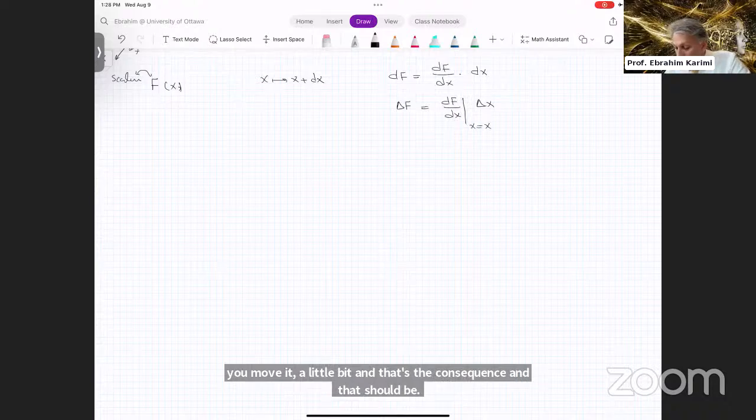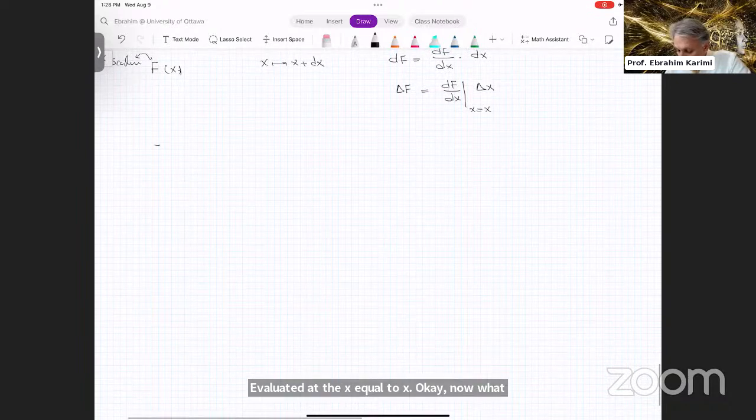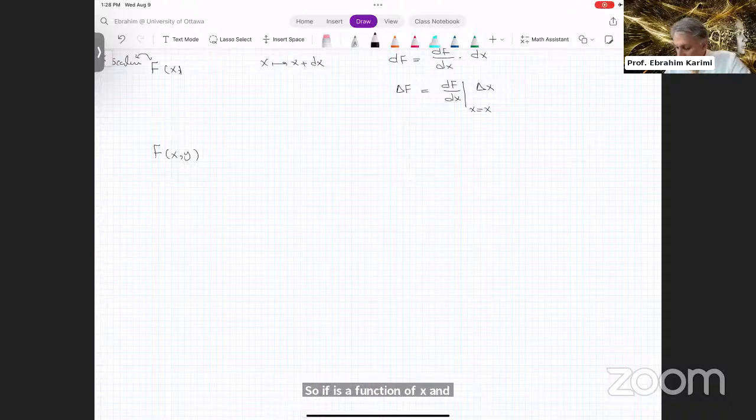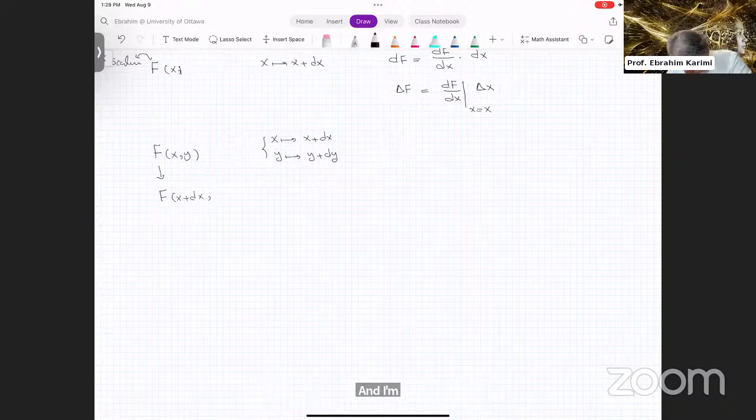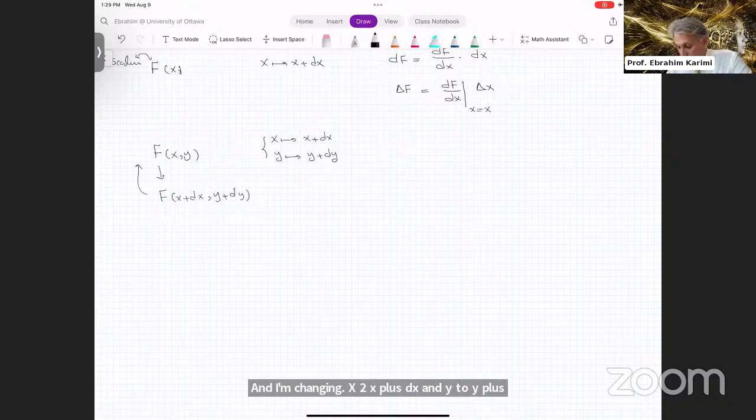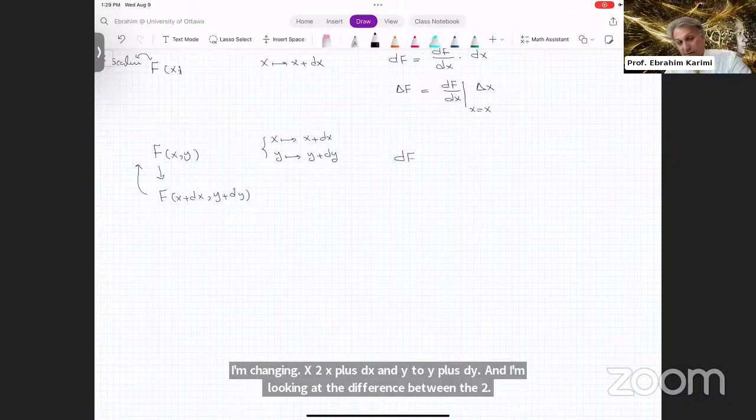Now, what happens when my function is more complicated? So f is a function of x and y. I want to understand what is happening when x is changed to x plus dx, and also y is changed to y plus dy. Now I am asking you what happens with the function f when I change x to x plus dx and y to y plus dy, and I'm looking at the difference between the two. What is happening with the df?